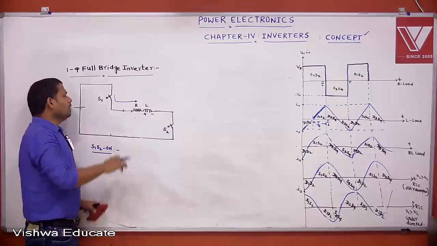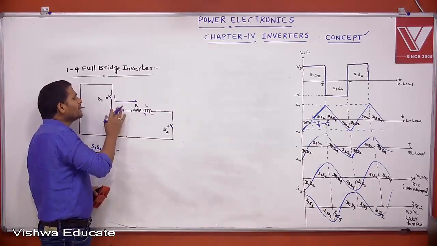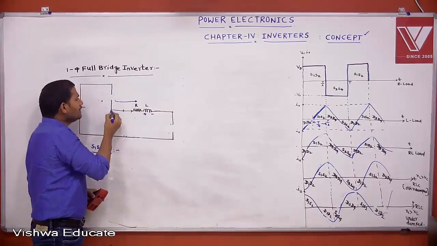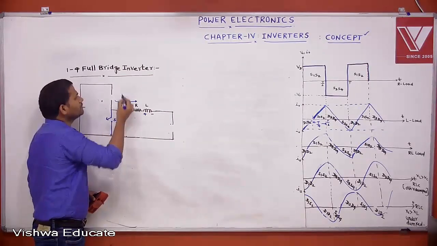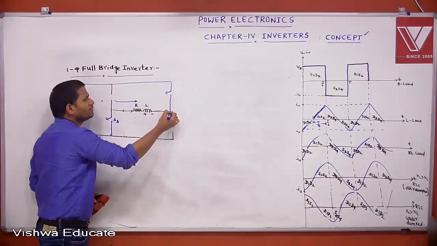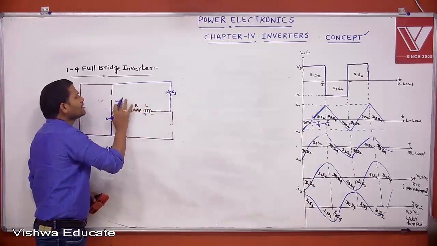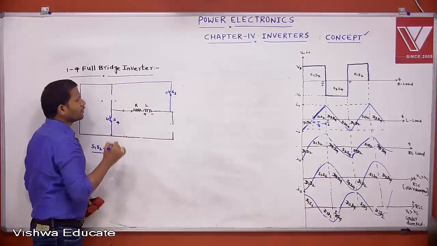Okay. Now, initially I will switch on S1, S2. Then after some time, I will switch off S1, S2. Then again, I will switch on S3, S4. This is S3, S4. Okay. Now S3, S4 is triggered. I will turn on the S3, S4.